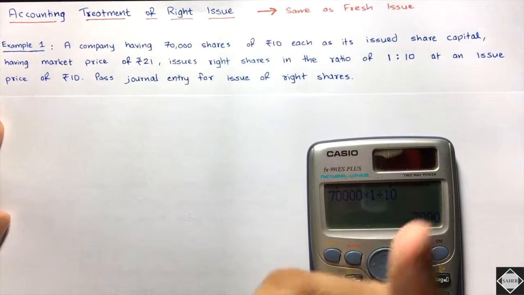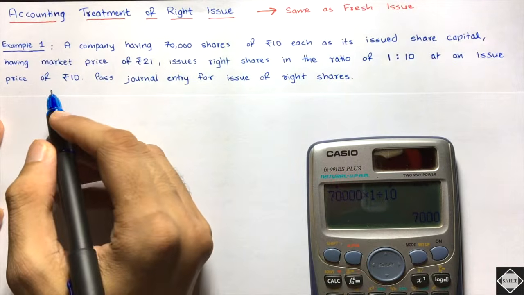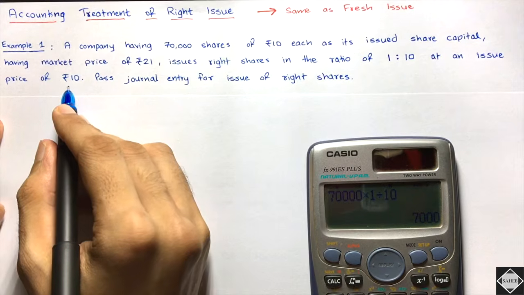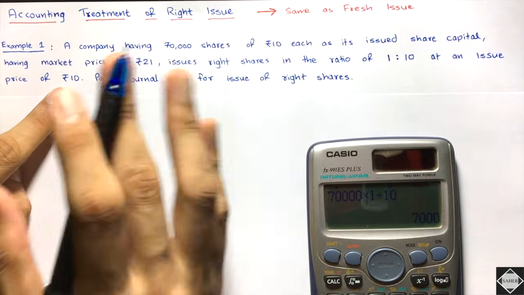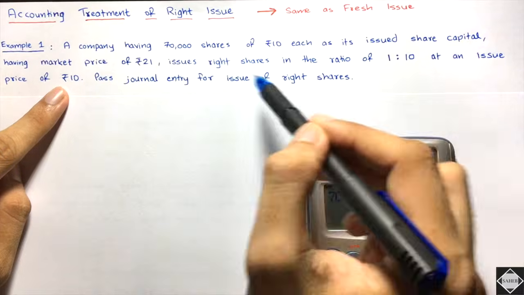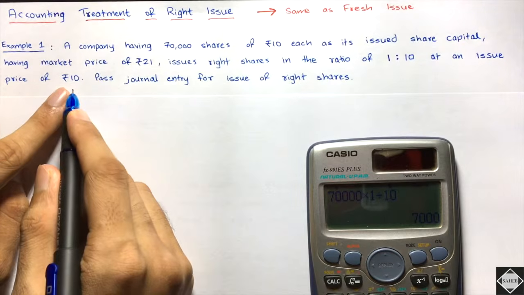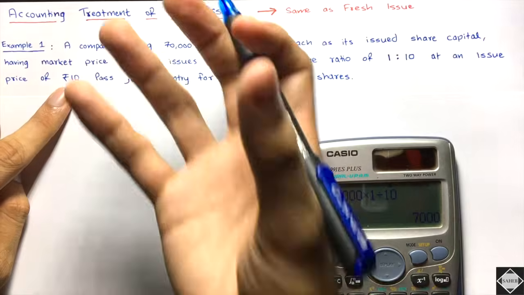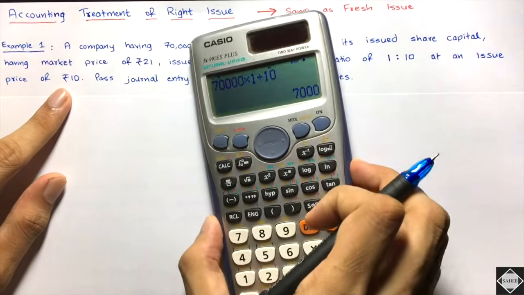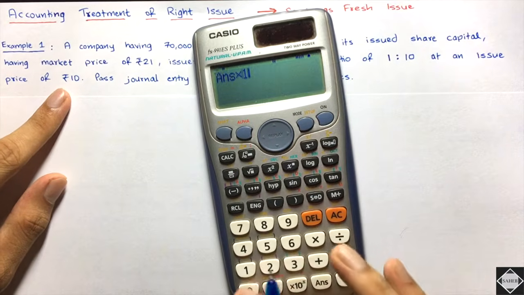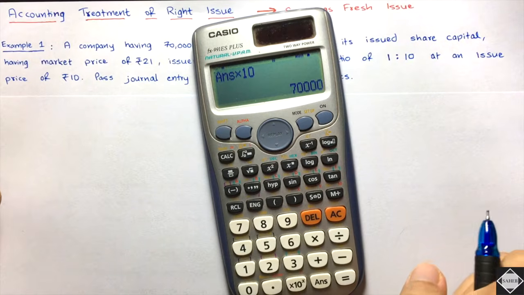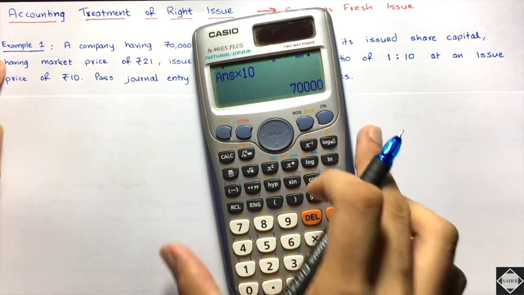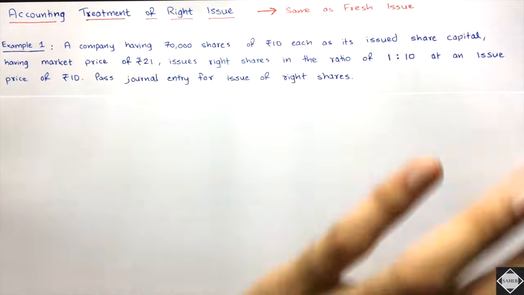What is the offer price? At an issue price of rupees 10, which means the right shares are offered at face value only. So the company will receive how much on these shares? 7,000 into 10, the company will receive 70,000 from the existing shareholders, or whoever it is, because it can be renounced also now.